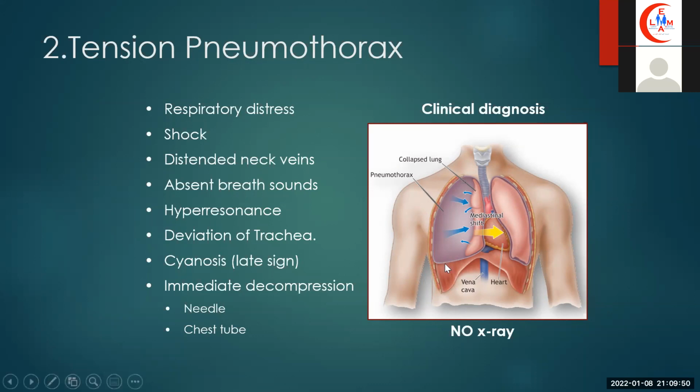So what are the signs? There will be distended neck veins, absent breath sounds or hyperresonance on percussion on the side of the pneumothorax, and deviation of the mediastinum and trachea to the opposite side. Again, distended neck veins might not be there if the patient has hypovolemic shock as well. The blood volume will be less, and you cannot detect distension of the neck veins.